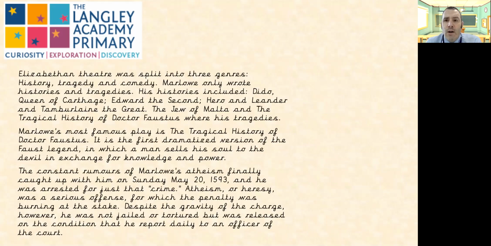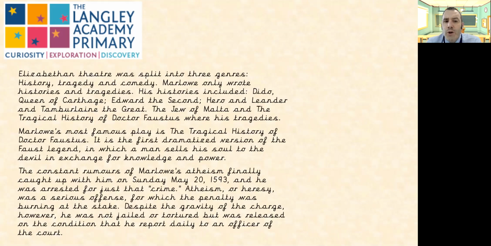The next part of our model text: Elizabethan theatre was split into three genres: history, tragedy, and comedy. Marlowe only wrote histories and tragedies. His histories included Dido, Queen of Carthage; Edward II; Hero and Leander; and Tamburlaine the Great. The Jew of Malta and the Tragical History of Dr. Faustus were his tragedies. Marlowe's most famous play is The Tragical History of Dr. Faustus. It was the first dramatized version of the Faust legend, in which a man sells his soul to the devil in exchange for knowledge and power.